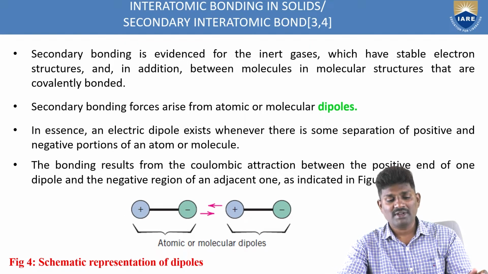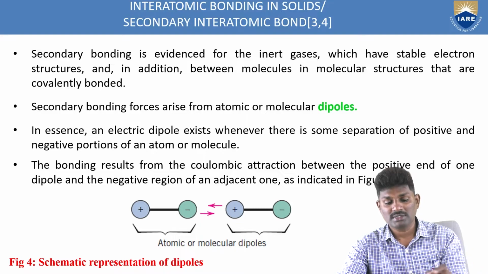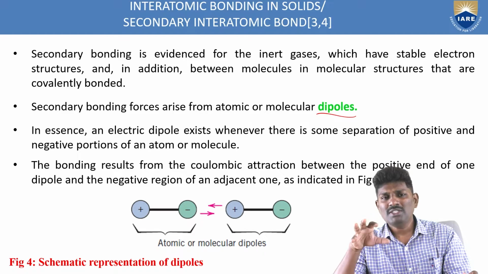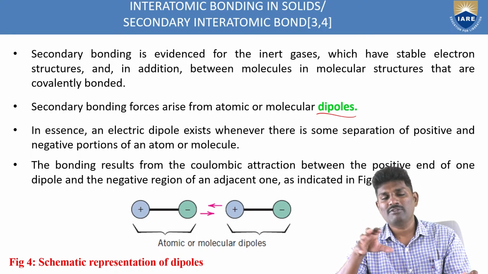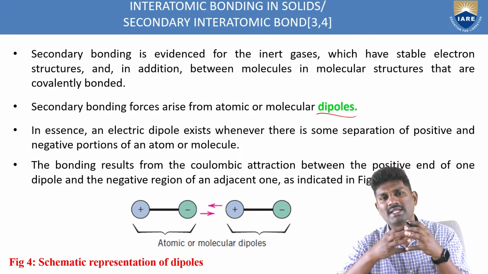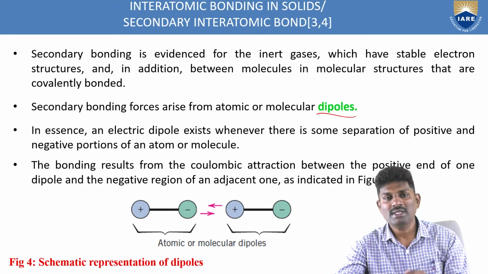The secondary bonding is evident in the inert gases, which have a stable electron structure, and in addition between the molecules in molecular structures that are covalently bonded. The secondary bond forces arise from atomic or molecular dipoles. So how are we achieving the secondary bonding? With the help of the dipoles. What is the use of dipoles? Dipoles are used when there is a weak attractive force between the molecules. These dipoles act as a bridge to create a bond energy between the atoms. So where we have less bonding energy, these dipoles are used.